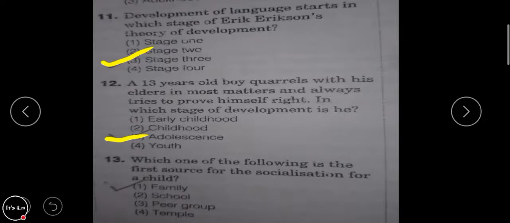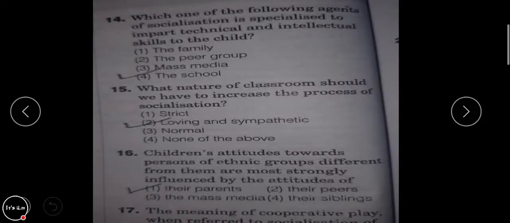Which one of the following is the first source for the socialization of a child? Here our options are family, school, peer group, temples. We already know the meaning of a peer group. Peer group means friends. Here we see the first agent of socialization of a particular child is the family. The child learns all social norms first in their family. Now let's move on to our next question.